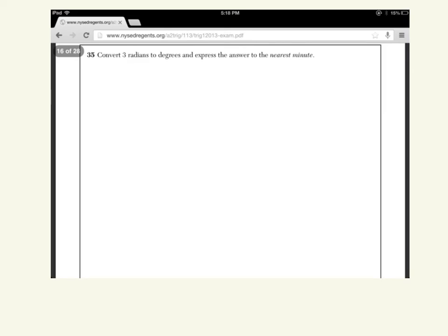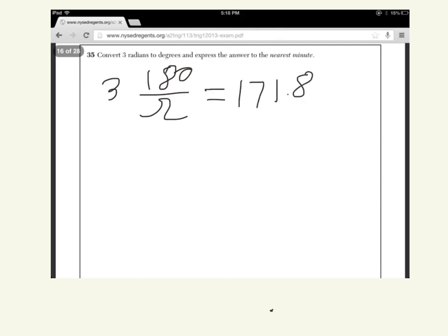Now we'll go over the last question in part 1 of the short response section for the January 2013 Algebra 2 Regents exam. This is a pretty straightforward question that asks you to convert 3 radians to degrees and then express the answer to the nearest minute. So the first step here is to know the formula for converting from radians to degrees, and that would be you take its radians times 180 divided by pi. And if you plug it into your calculators, you'll get 171.89.